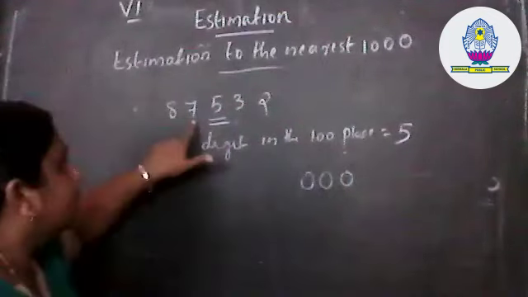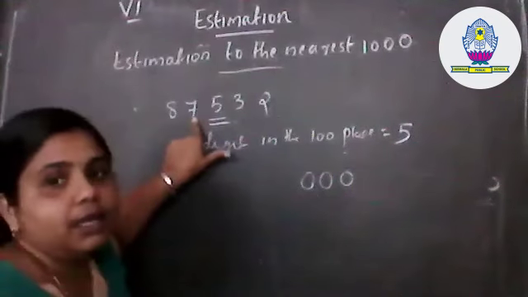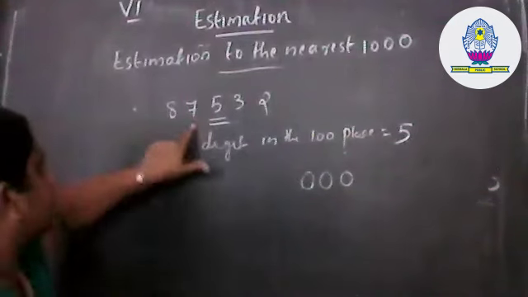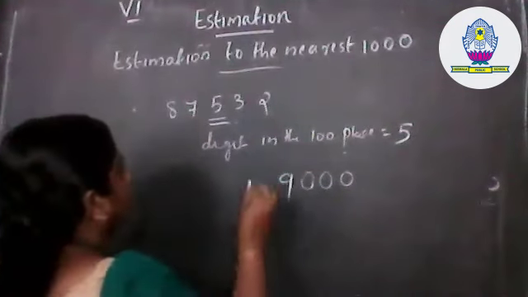And the digit in the 1000 place is increased by 1. So 7 is increased by 1 to become 8.